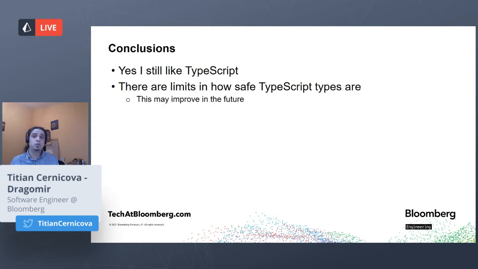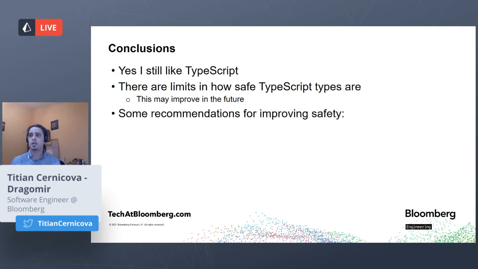This may improve in the future. Who knows? Maybe in 2 years, most of this talk is going to be obsolete. I hope so. But for now, here are some recommendations to make sure that you don't fall off the edge with regard to type safety. First recommendation would be to prefer read-only fields. We saw that read-only fields relate covariantly, and that is safe. Mutable fields relate covariantly, and that is not safe.